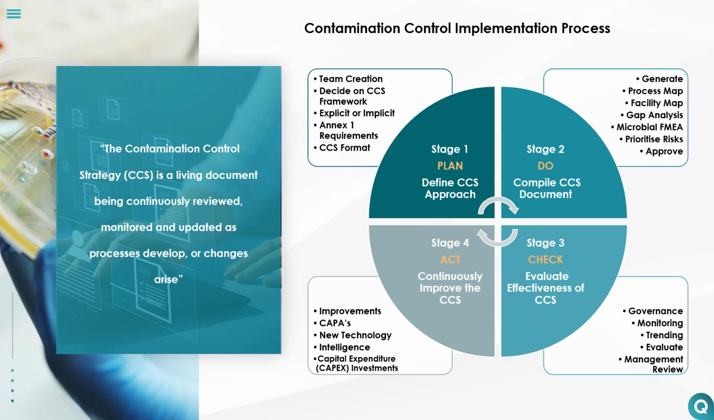Stage 3 is check. It's where you evaluate the effectiveness of the CCS. So this is where monitoring, trending, evaluating, and governance come into play. And stage 4 is act, is where you continuously improve the CCS. So based on findings, you'll implement new CAPAs, you'll monitor new technology, you'll use regulatory intelligence, and perform CapEx investments.